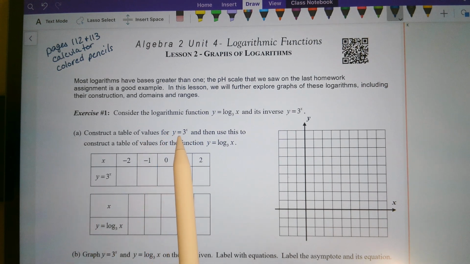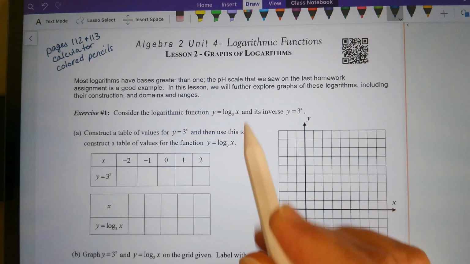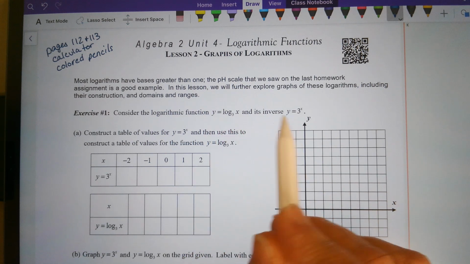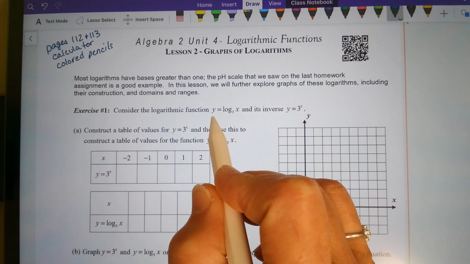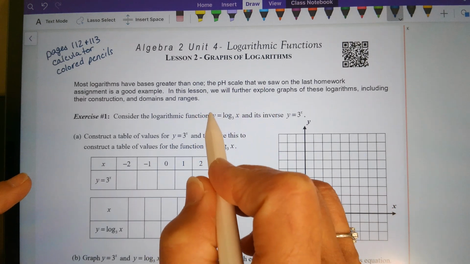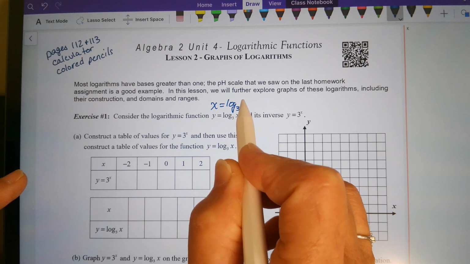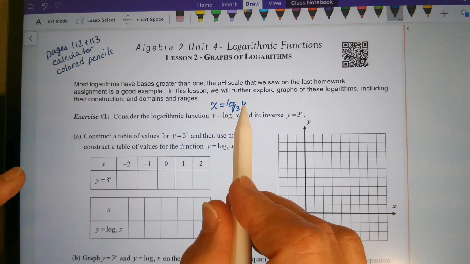Exercise 1, consider the log function y equals log base 3 of x and its inverse y equals 3 to the x. Well, first off, before we construct the table of values, let's make sure that this is the equation of the inverse. So to find an inverse, we switch x and y and solve for y. So I've taken y equals log base 3 of x and switched x and y. Now we want to get y by itself.